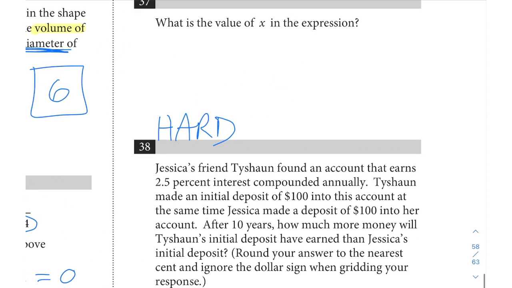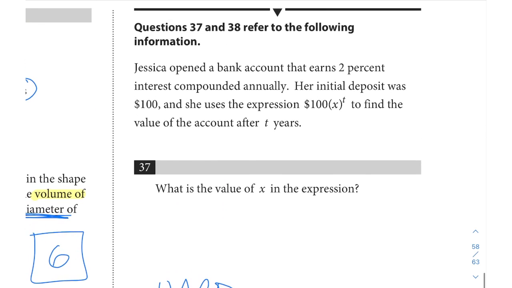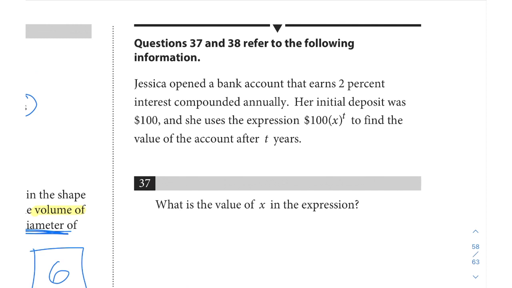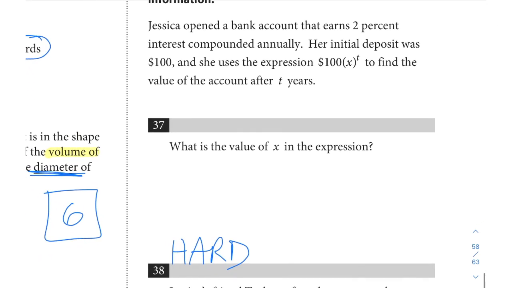Let's take a look now at question number 37. So again, we know that the grid-ins go easy to hard, so as we get to 37, 38, these should be pretty difficult. And let's see if we can tackle these.